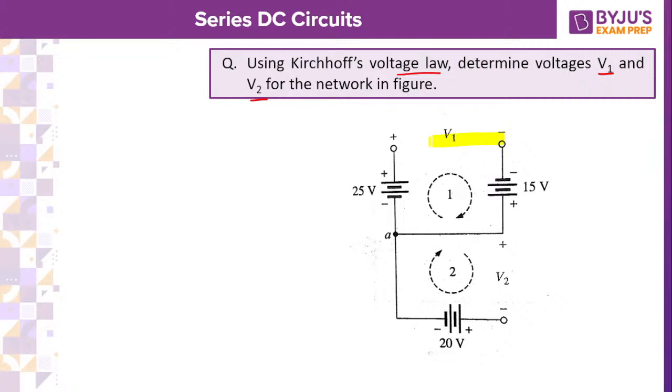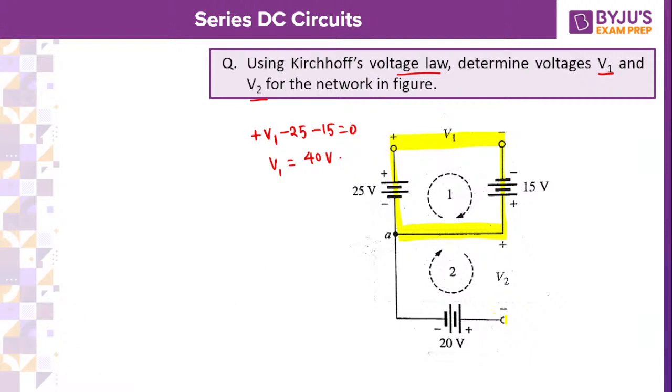I am doing like this. Positive V1 minus 25 minus 15 is equal to 0. So V1 is equal to how much? We are going to get 40 volts. Everybody has got the answer? Very good, Kalyani. Others also please do respond.